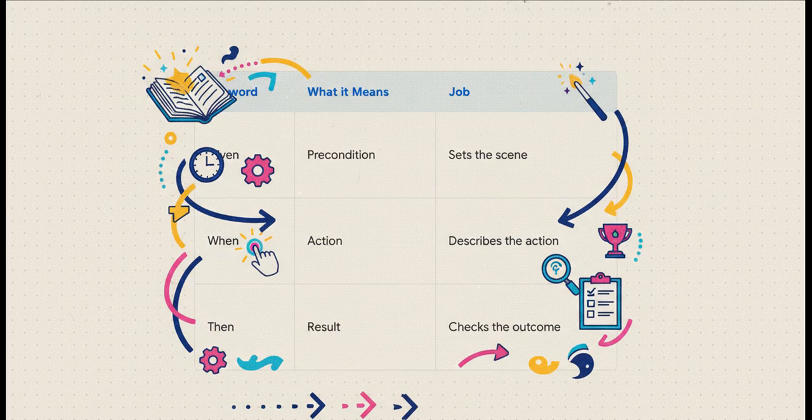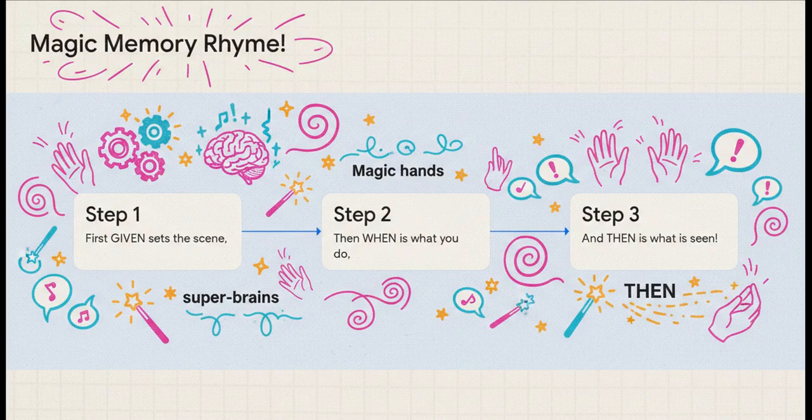You got this. And to really lock it into our brains, let's learn a little magic rhyme. Are you ready? Repeat after me. First, given sets the scene, then when is what you do, and then is what is seen. Let's say it again. Given sets the scene, when is what you do, then is what is seen.